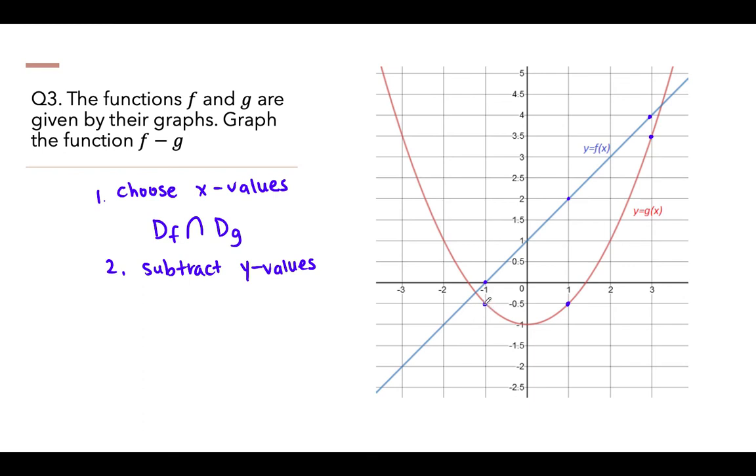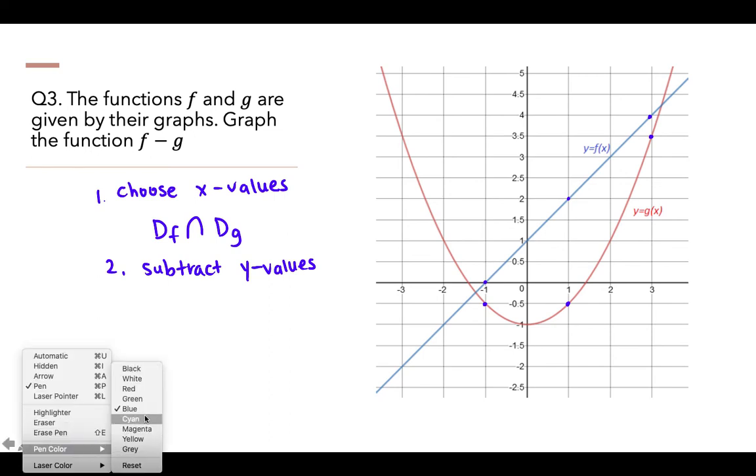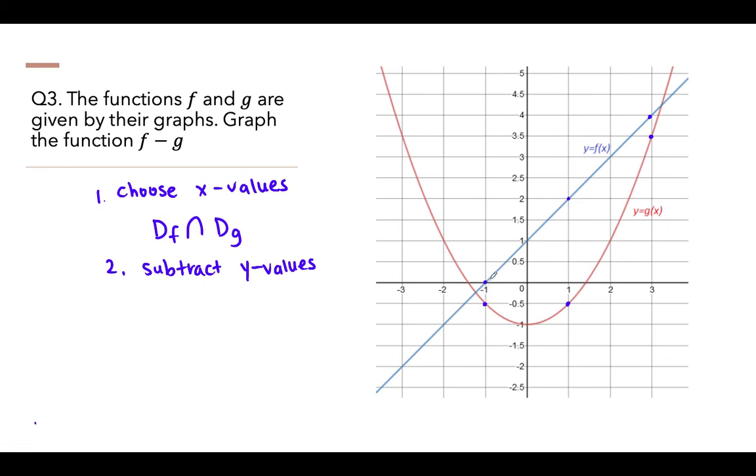subtract the y values. But be careful, we're subtracting f minus g. So at -1, I'm doing the blue graph minus the red graph. So for the blue graph, the y value is 0. And for g, it's -0.5. So it's going to be 0 minus -0.5, which is going to give me 0.5. So at -1, my new point is going to be at 0.5.